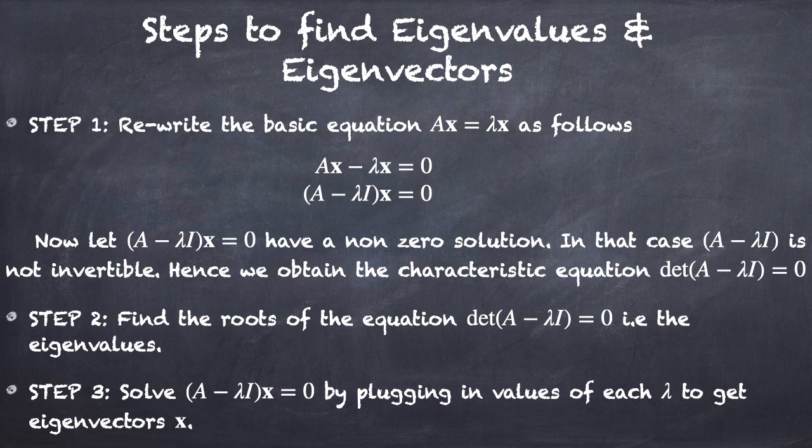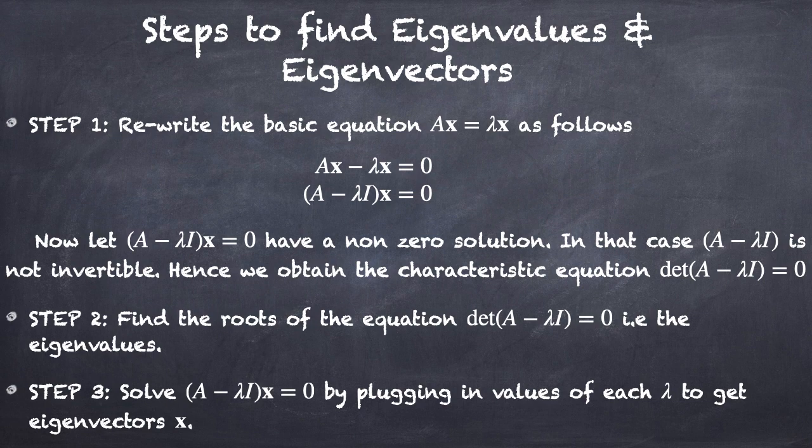So moving on. So let's discuss the steps to find eigenvalues and eigenvectors. So all of this is derived just from the basic equation that we mentioned earlier. So it's Ax equals lambda x. So we subtract by lambda x on both the sides, so we get Ax minus lambda x equals 0. Right? And then we can factor out x on the right. So we get (A minus lambda I) times x equals 0.